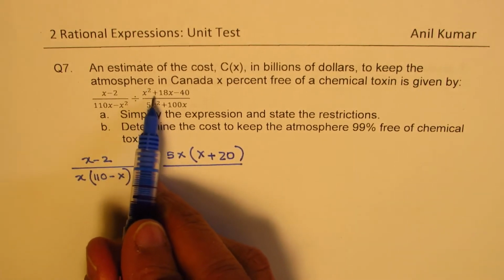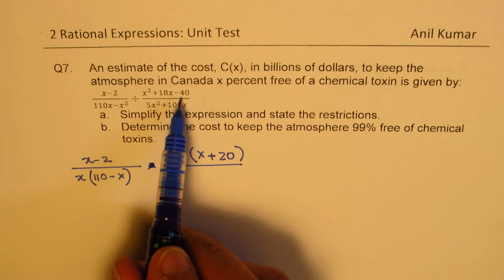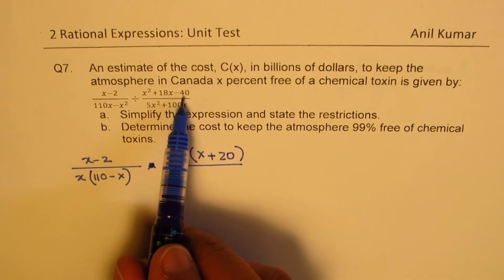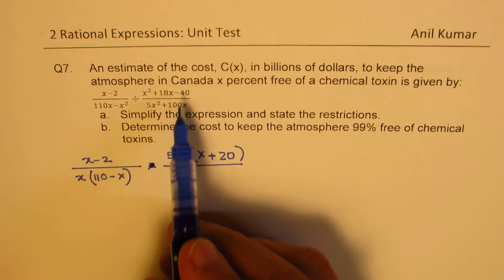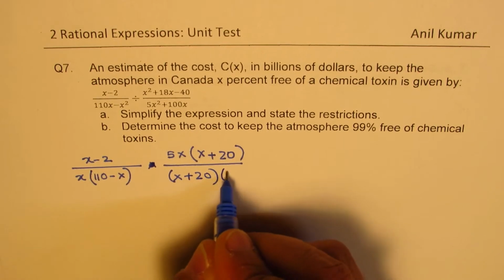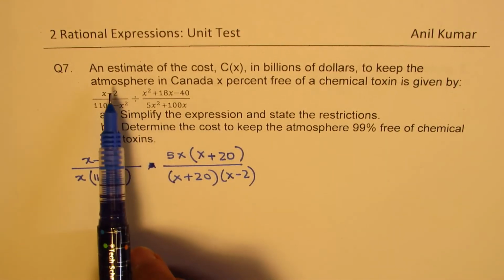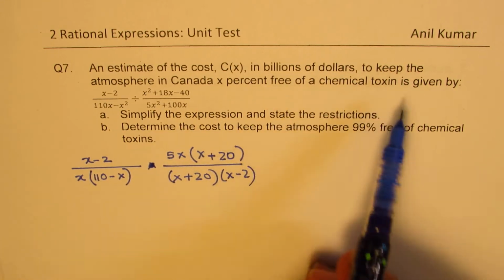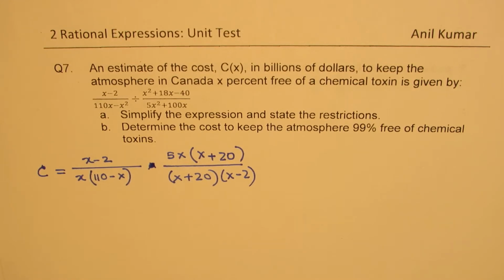Now here we have x squared plus 18x minus 40. So we have to split this into product and sum. We are looking for a product of minus 40 and sum of plus 18. So what could be those two numbers? Well, 20 times 2 can work for us. So we can write this as x plus 20 times x minus 2. Does that make sense to you? So that is how we could write our expression, right? It says an estimate of the cost in billions of dollars is given by this. So that is your cost. Do you see that? So that becomes your cost function.